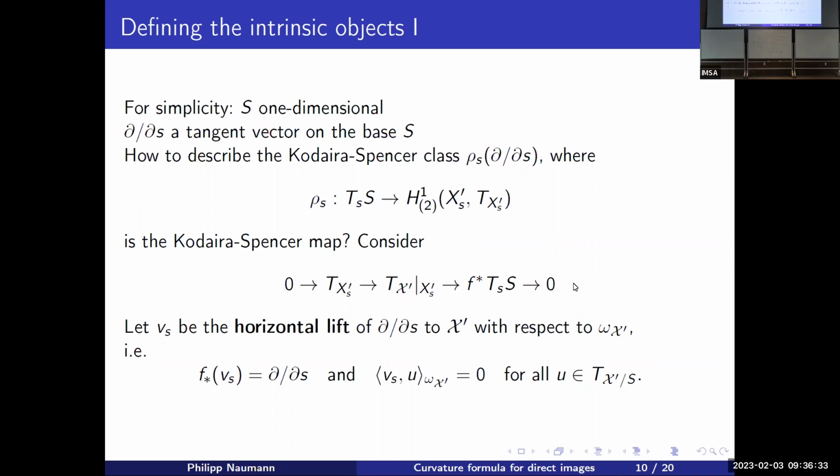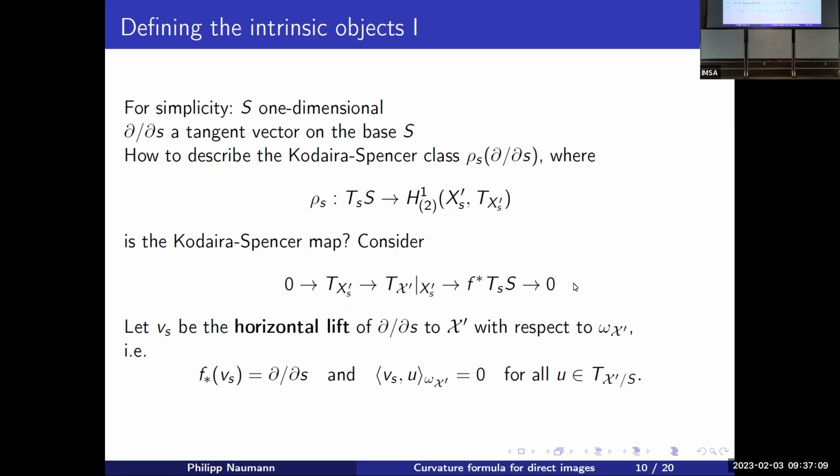And for this, we now need that omega x is positive along the fibers, because otherwise this perpendicular condition would not really make sense. At some point, when you have this equation and you try to solve it for this lift Vs, you need to invert the metric tensor on the fibers. So this needs to be invertible, and this is given by the strict positivity. So this is this horizontal lift.